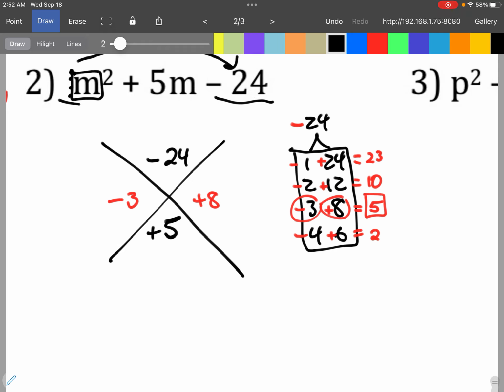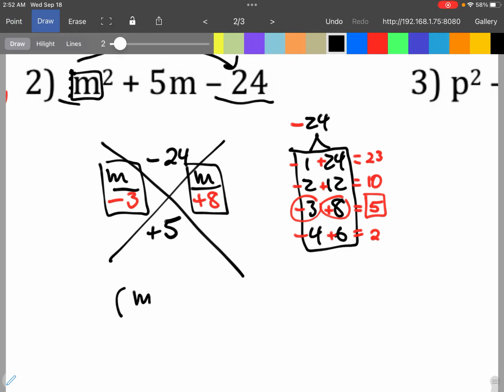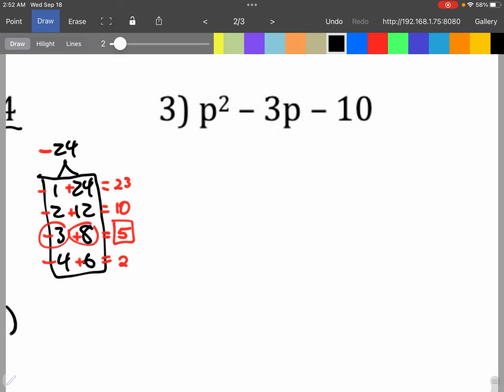Now, the last thing you have to do is remember to take your first term, do not include the squared, and put it on top of your two numbers. And ask yourself, can I simplify? Nope, nope. You cannot simplify this situation. M minus 3 is your first parenthesis. Second parenthesis is M plus 8. The only time you're going to have a simplification situation is if your A value is greater than 1, okay?